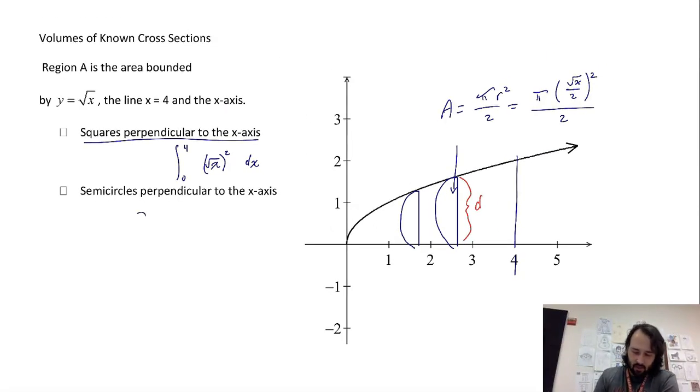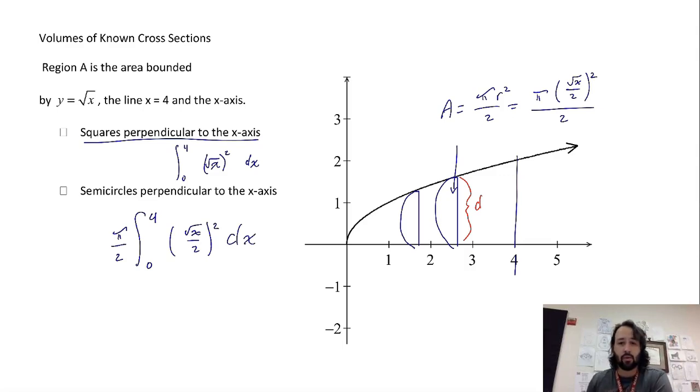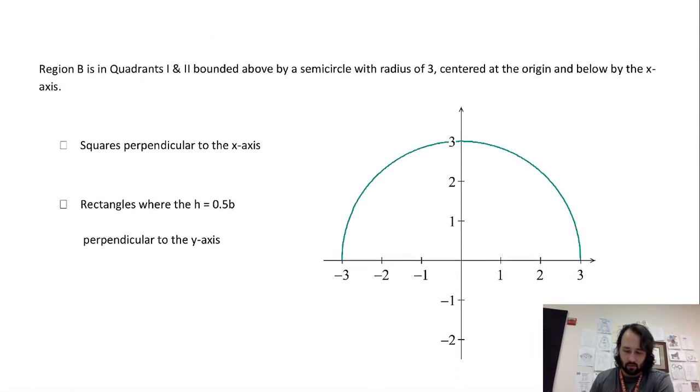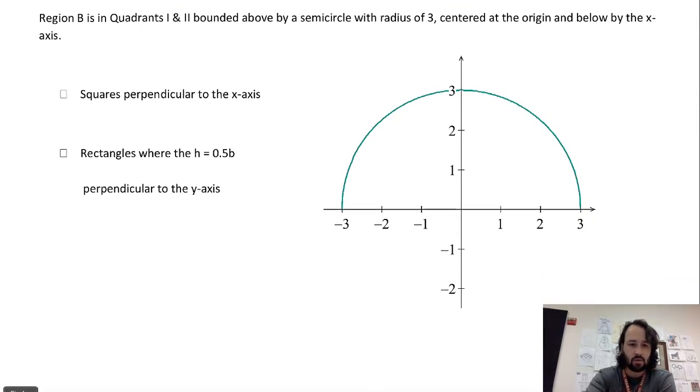So I have 0 to 4. I'm going to go ahead and factor out the pi over 2. You can factor out really pi over 8, but root x over 2 squared dx. And that would give me the volume of that figure. Okay, moving on.